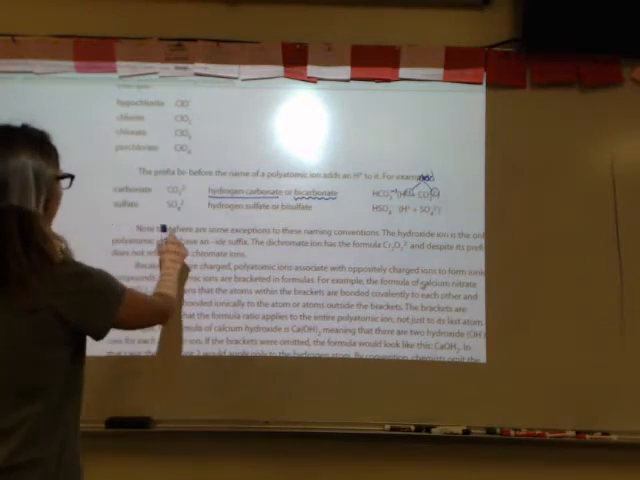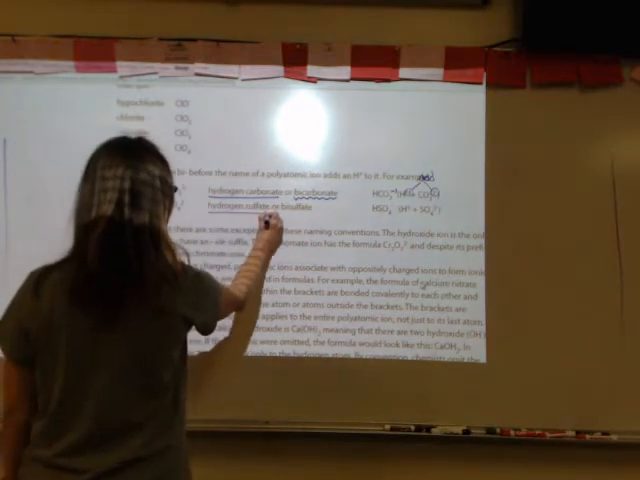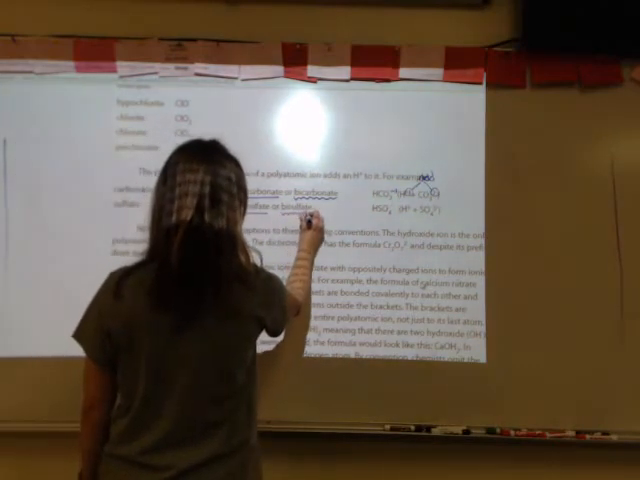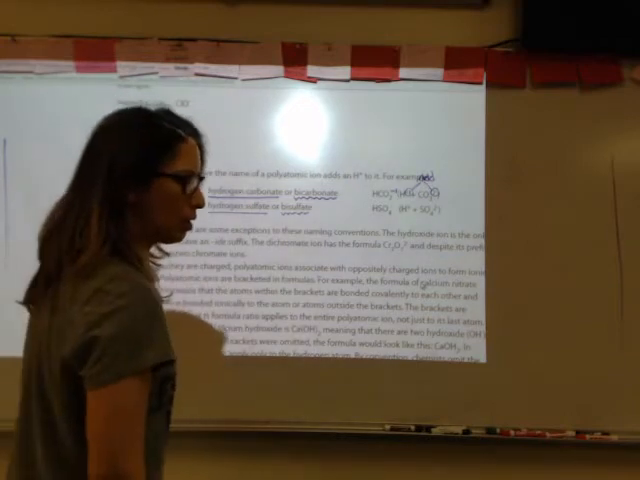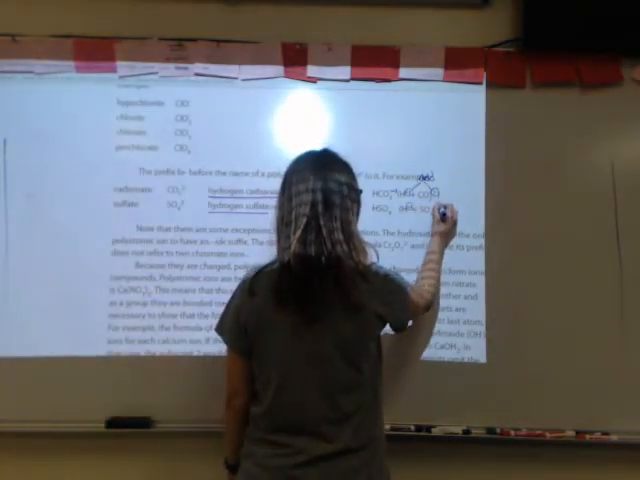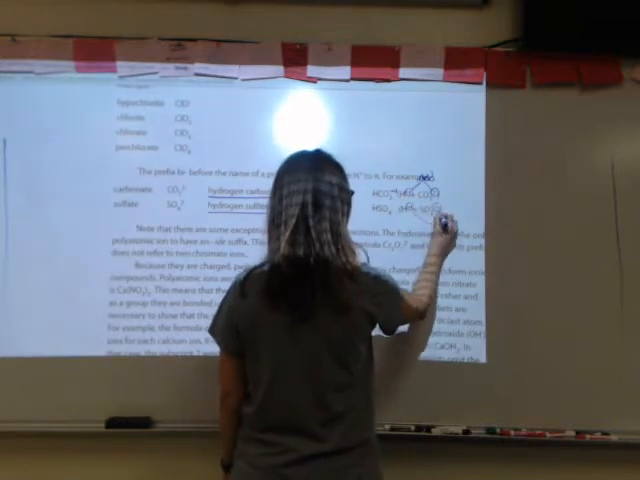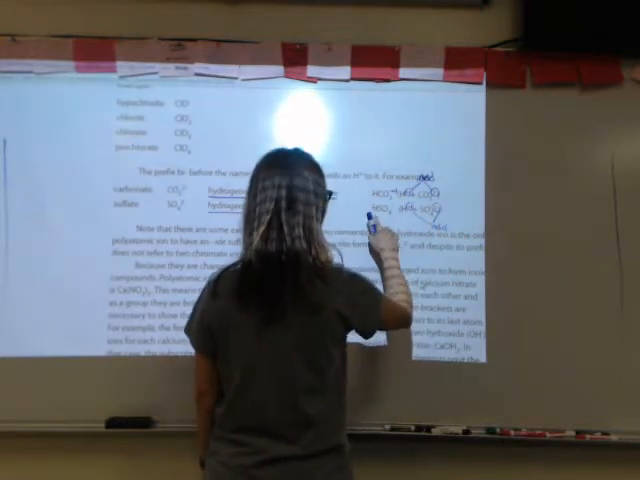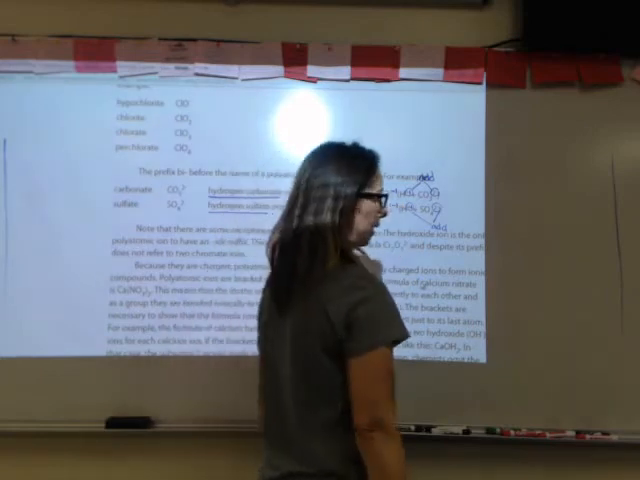If I have a hydrogen in front of sulfate, I get hydrogen sulfate, which is also known as bisulfate. So that means the +1 charge on hydrogen is added to the -2 charge on sulfate, which gives me HSO4 -1.